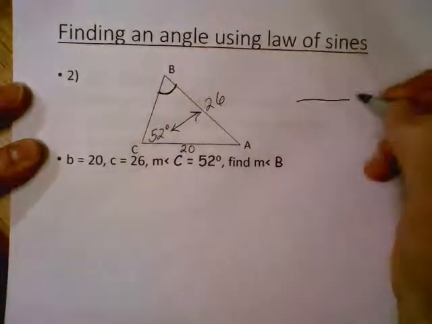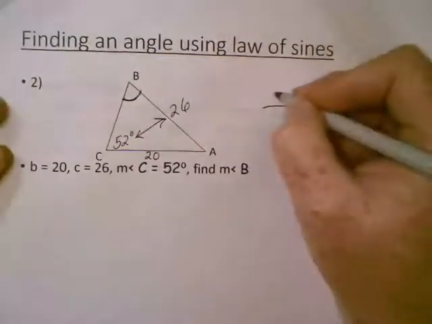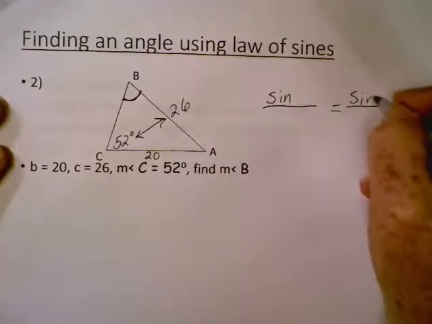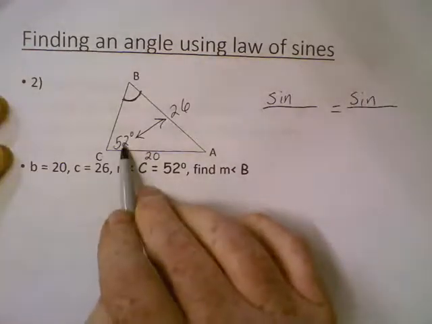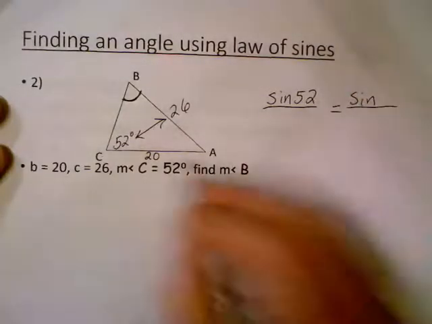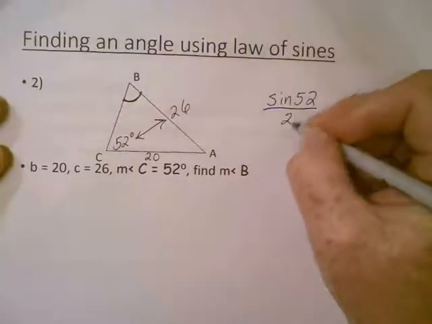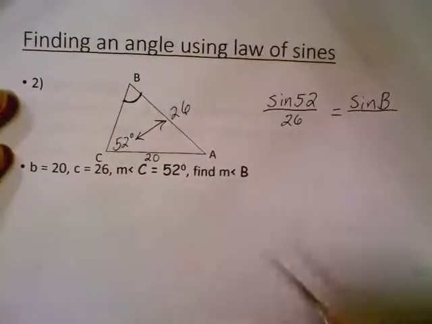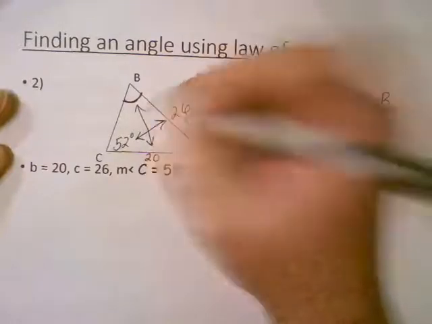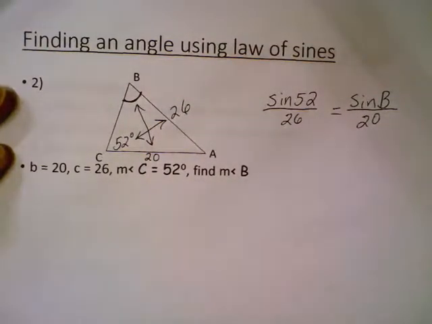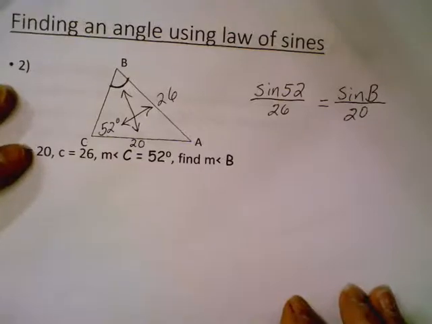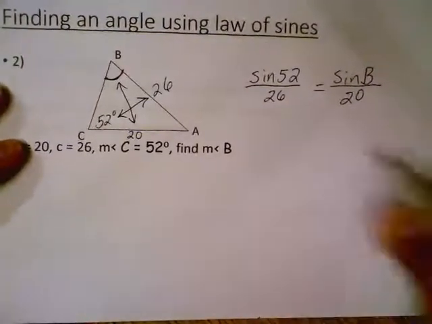So when I set up my proportion over here, first thing I'm going to do is sine. Well, the sine of our first angle is 52, and that matches up with the 26. Our second angle we don't know, so I'm just going to put B in there in its place, and it matches up to the 20. So I set up that proportion. I like doing it with the words in there, so that's the way I'm going to do this one. I might go through and do it the other way also, just to show you.